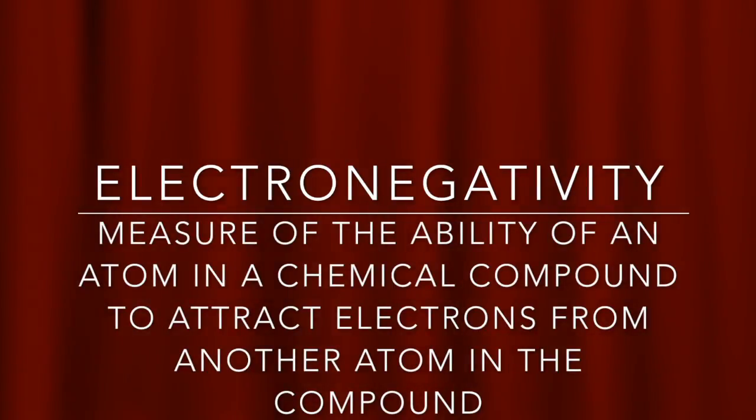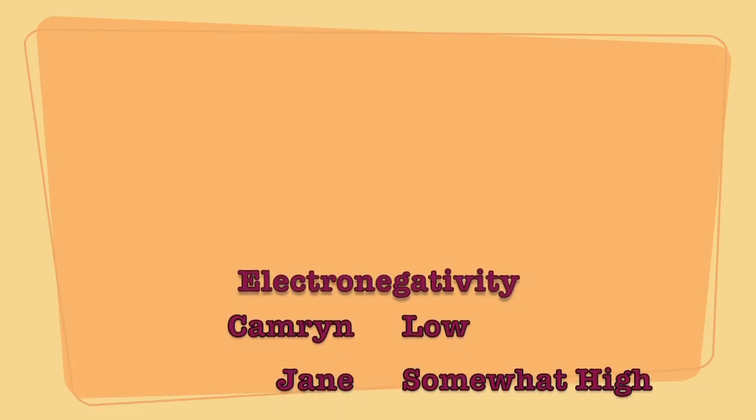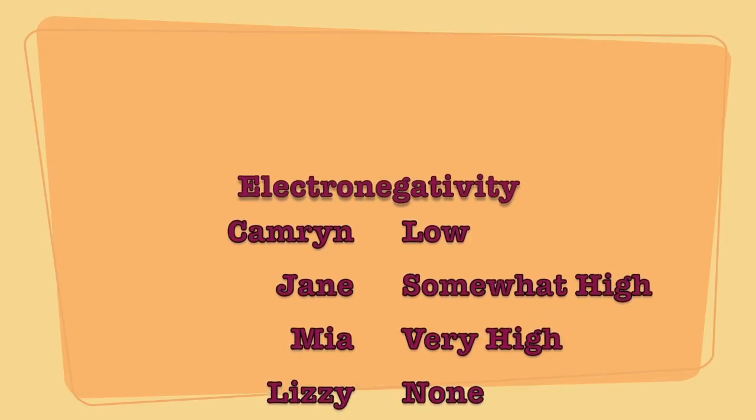Electronegativity is a measure of the ability of an atom in a chemical compound to attract electrons from another atom in the compound. We learned from the interviews that Cameron had a low electronegativity, Jane had a somewhat high electronegativity, Mia had a very high electronegativity, and Lizzie had no electronegativity, which is an exception.